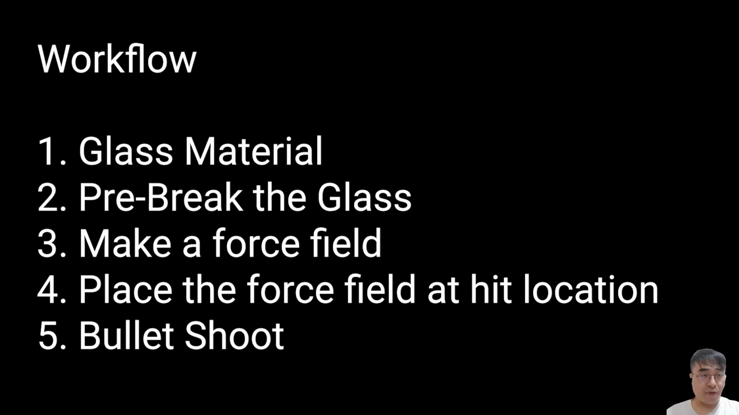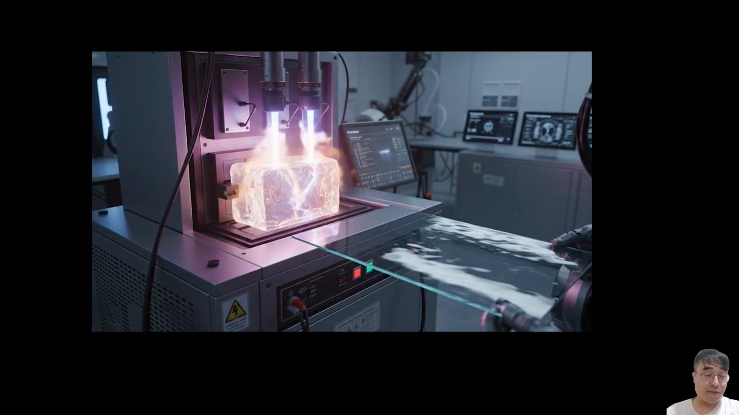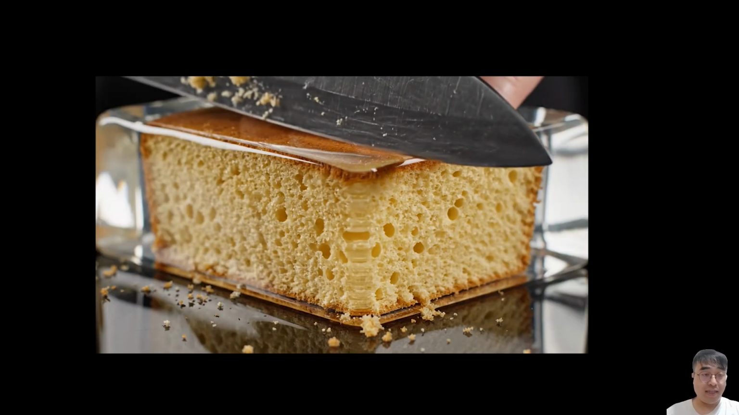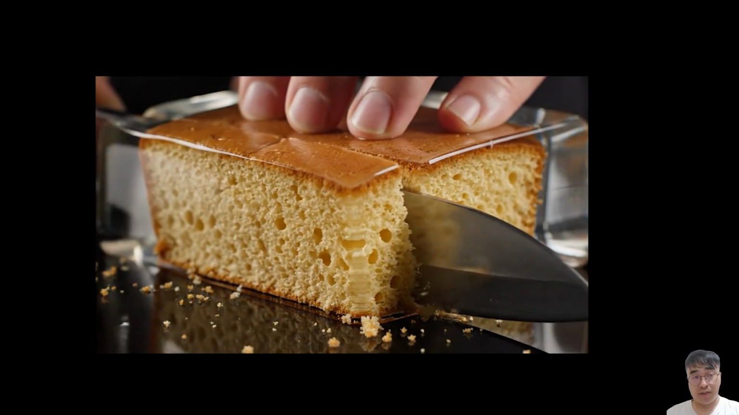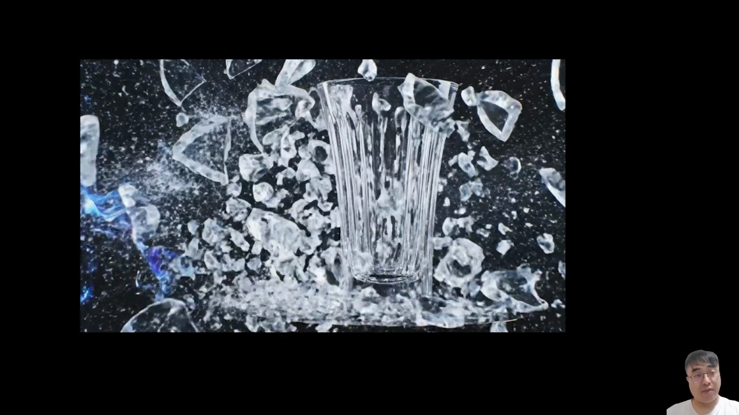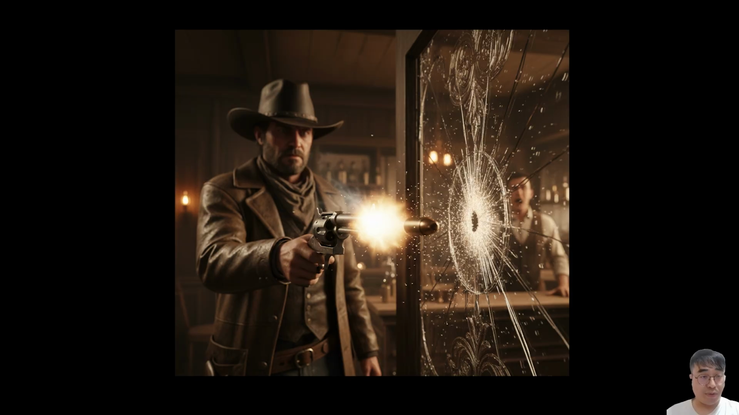Here is the flow of the tutorial today. For the first phase, we are going to make the material look much more like realistic glass. And the second, we will break the glass into a geometry collection. And then we will add a Blueprint to those objects to tell them what they should do. And the last phase is to combine them together to break the glass by a bullet.